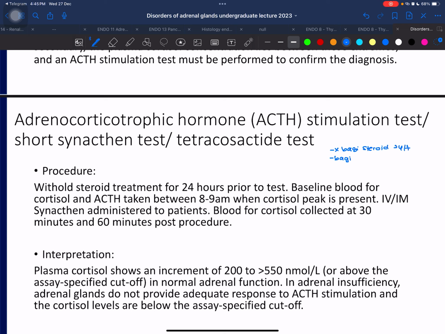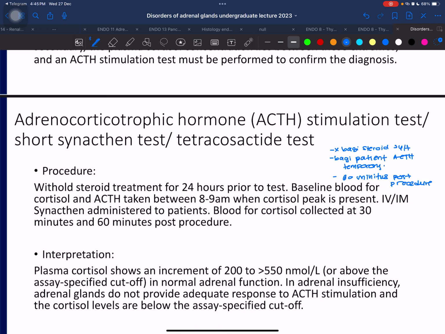So your cortisol would actually rise 200 to 550. Usually the cutoffs differ according to the analyzers, but we take a general cutoff of 550. Some sources use 500 for your level. In adrenal insufficiency, you won't get an elevation so high.